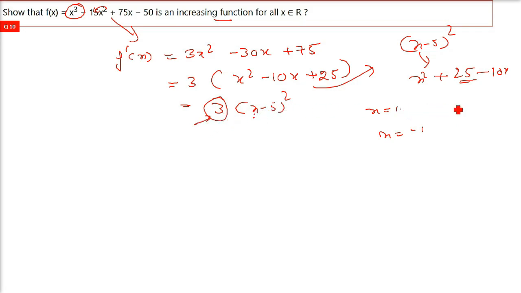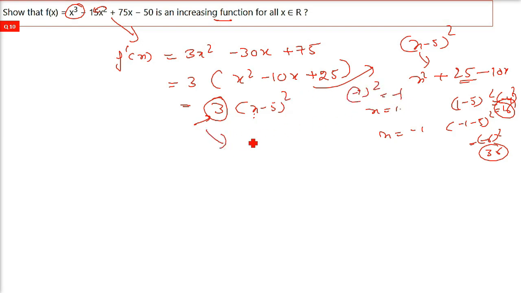How about the (x minus 5) whole square? I'm putting 1 at one time, -1 at one time. I just wanted to show you that it's always positive. So this is 16, this is (-6) whole square, it will be 36. Whatever you do, the square will make the negative positive. So this term (x minus 5) whole square will always be positive in any case. That is why this is an increasing function for all x belonging to R.